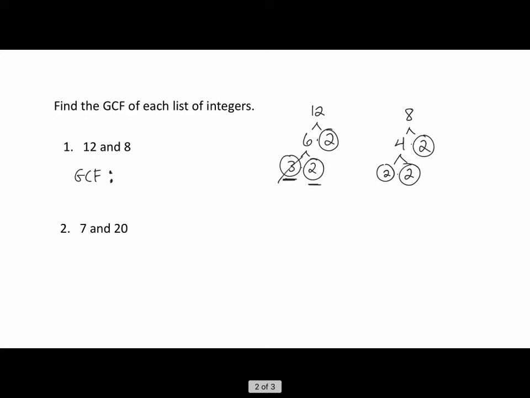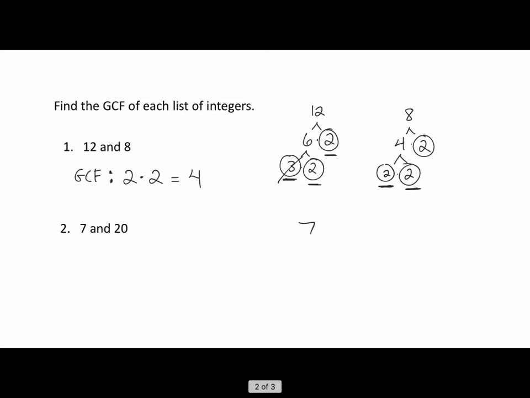The next factor, 2. Is there a factor of 2 in 8? Yes. So I've identified one common factor there. And then the last factor of 12 is 2. Is there another 2 in 8? Yes. So I've identified another common factor. There are no more factors in 12, so there could not possibly be any more in common. So now that I've identified all of the common prime factors, I'm just going to multiply them together. 2 times 2 is 4. So the greatest common factor of 12 and 8 is 4.